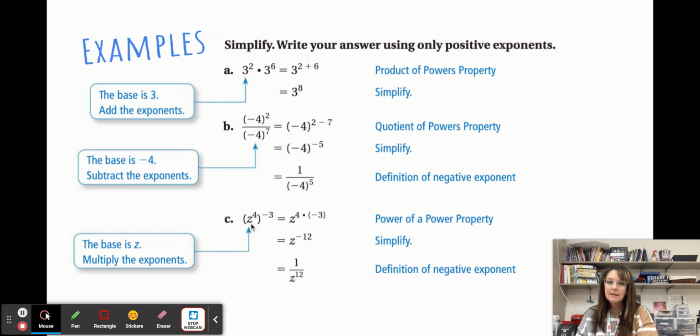Okay. Here, the base is z, and we haven't done much with the variables yet, but here's z to the 4th power. Now we have the power of a power property, so we are going to multiply 4 times -3, z to the -12th. We have to give a positive exponent, so 1 over z to the +12.